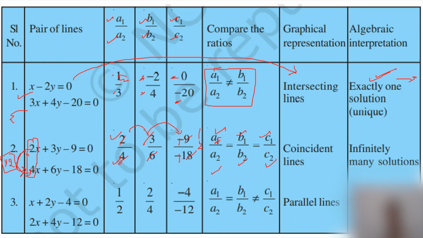If the equations are of equivalent type, these will overlap each other, these will be coincident lines, and it will have infinitely many solutions.